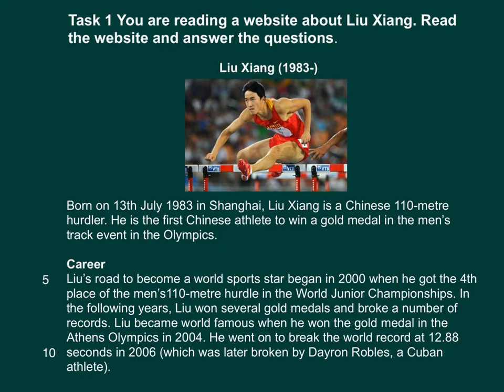Task 1. You are reading a website about Liu Xiang. Read the website and answer the questions. Born on 13th July 1983 in Shanghai, Liu Xiang is a Chinese 110-meter hurdler. He is the first Chinese athlete to win a gold medal in the men's track event in the Olympics. Liu's road to become a world sports star began in 2000, when he got the fourth place of the men's 110-meter hurdle in the World Junior Championships.